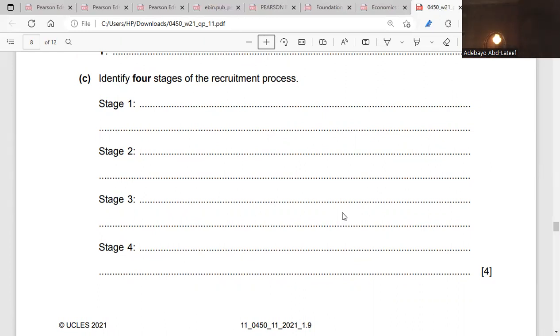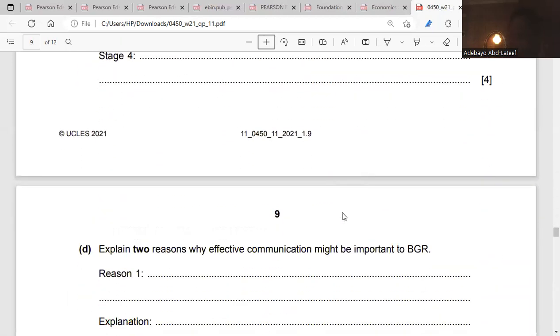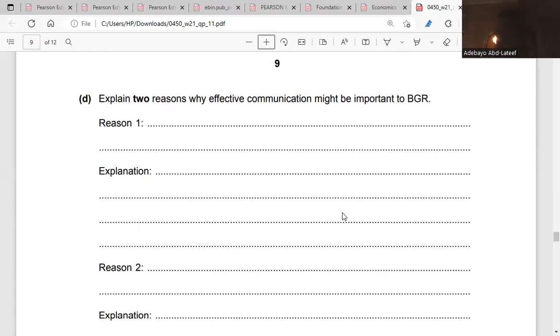D. Explain 2 reasons why effective communication might be important to BGR. One, it reduces information gap. When there's effective communication, that means those workers that are working in those 6 cinemas will be able to get information when they need it. Because communication is encoding and decoding of information. So if it is effective, it means the information passed across is being used the way it's supposed to be used.